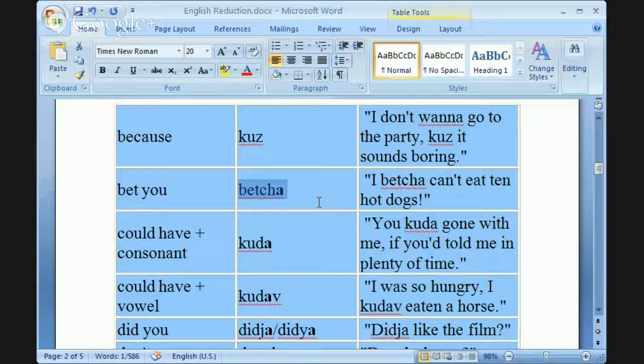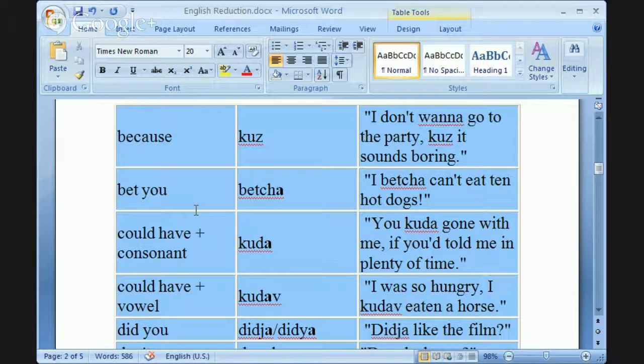"Betcha." I bet I can eat 10 hot dogs. Yeah, there's a little extra stress on "I betcha." I bet you can eat 10 hot dogs. So how should I say? I bet you can eat 10 hot dogs. I betcha. I bet you can eat 10 hot dogs. I bet I'm a native speaker.